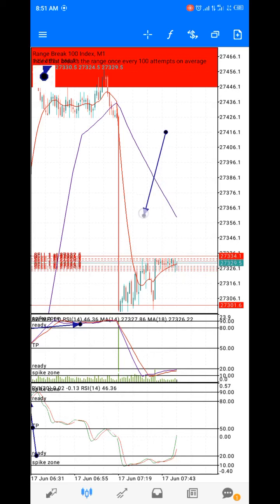In order to get more pips, you need to be careful while scalping. Being careful simply means you need to reduce your lot size.